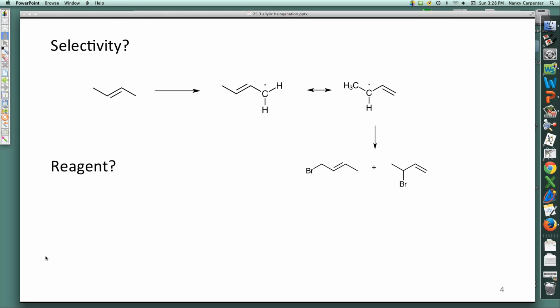Another question is, what reagent should we use? We saw that in free radical halogenation of alkanes, we used bromine and some radical initiator like heat or light, maybe even a peroxide. But if we add bromine here, we've got some serious issues because we'd expect it to add to the double bond. So it can't be bromine. This is where NBS enters in. N-bromosuccinimide is the reagent for allylic halogenation.